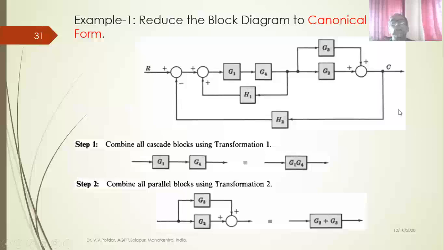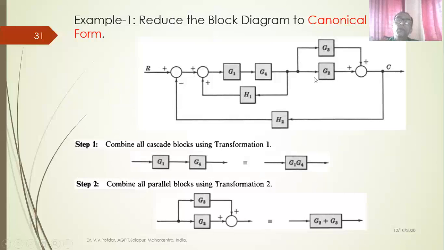Now let us take one example in this class, and thereafter the coming classes will have more problems for practice so that we can understand the concepts. Now what is the question? Reduce the block diagram to canonical form. Canonical form means one block in the forward path and one block in the feedback path. How many blocks are there? I have got R as the input and C as the output, right?